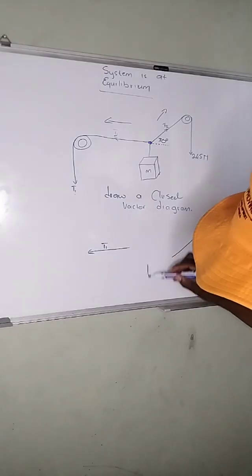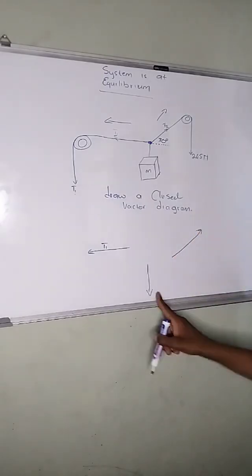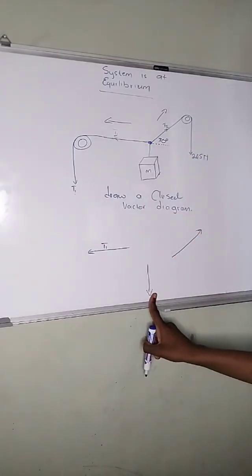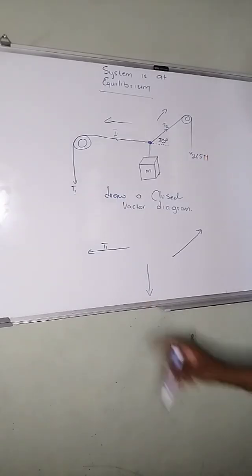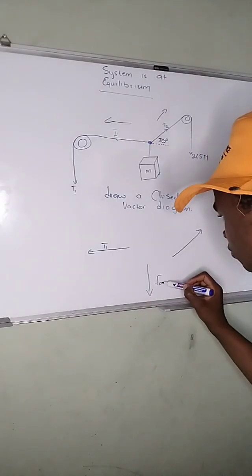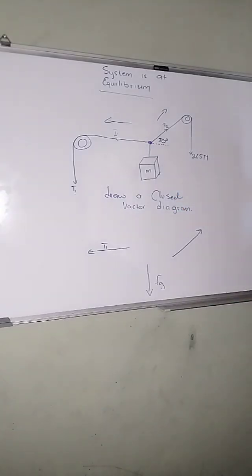And what about this force here? What is this force? It's going to be FG. Right? Now, this is T2. This is FG. This is T1.